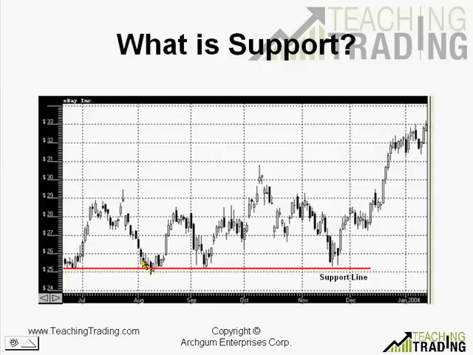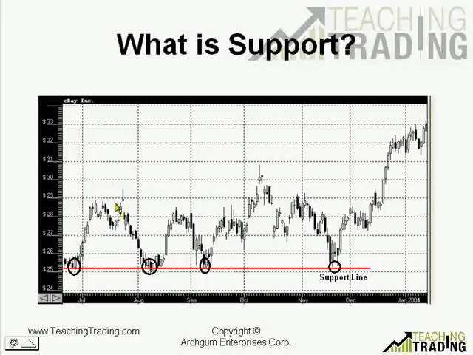So we have an intermittent low here. We have another intermittent low here. We have another intermittent low here. And we also have one here. So everything is based on support and resistance.